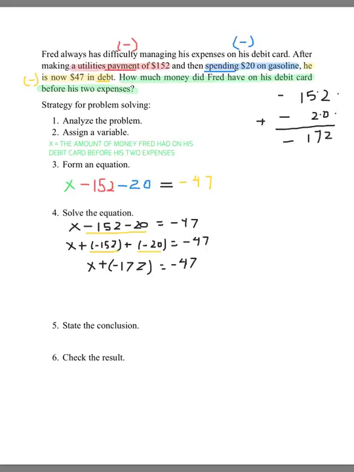So now what we want to do is we want to get rid of this addition of a negative value. Since we're adding a negative 172, the opposite of a negative number is a positive number. So we're going to want to eliminate this negative 172 by adding a positive 172 to both sides. So let us go ahead and do so. So we'll end up with x plus a negative 172 is equal to negative 47. And then as mentioned, we're going to go ahead and add 172 to both sides.